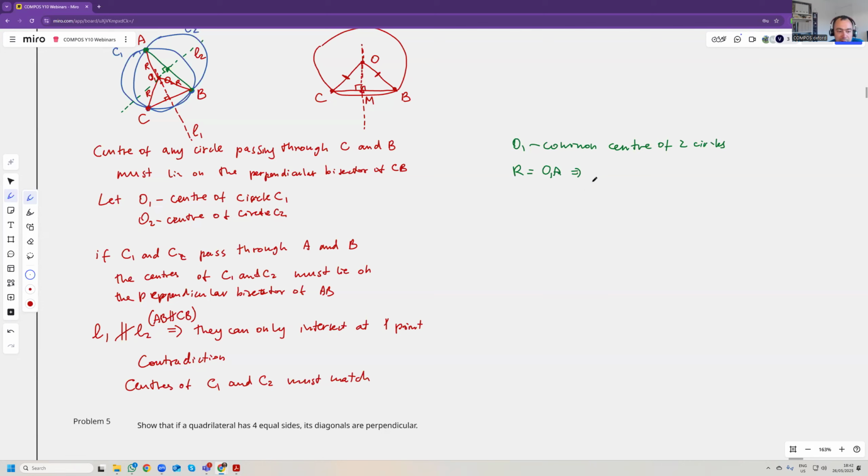Therefore, the radius of the two circles must match. And you have two circles with matching center and matching radius. It's the same circle. C1 and C2 have the same radius and common center.